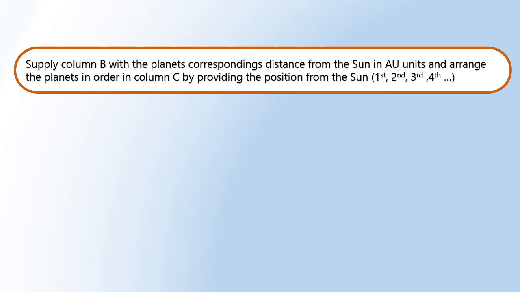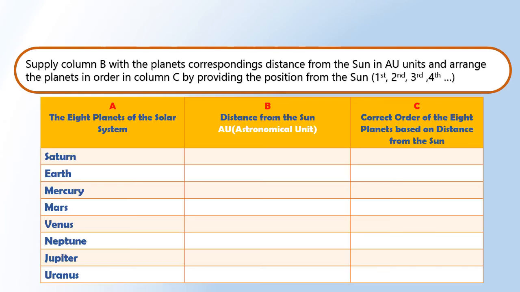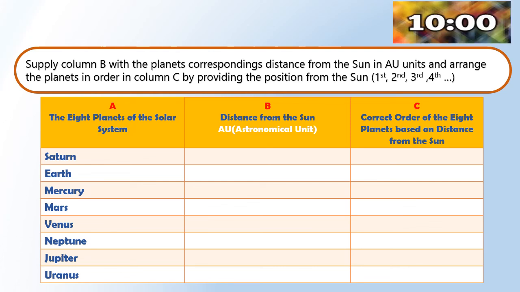And in this next set, you are going to supply column B with the planet's corresponding distance from the Sun in AU units and arrange the planets in order in column C by providing the position from the Sun, if it's first, second, third, fourth, and so on. I'm going to give you 10 minutes to answer. Time starts now.